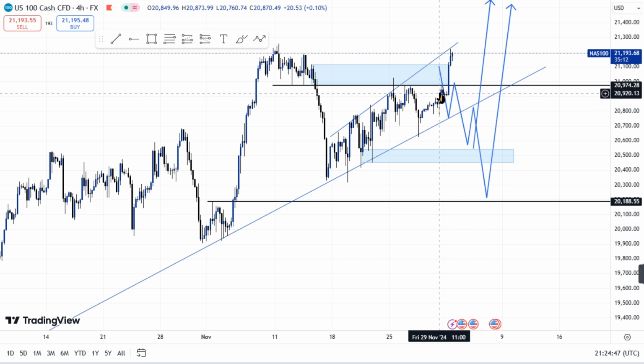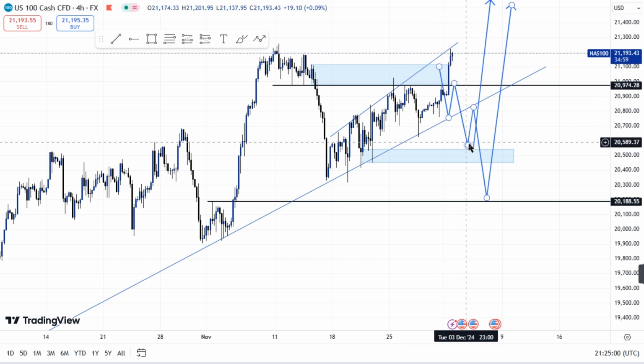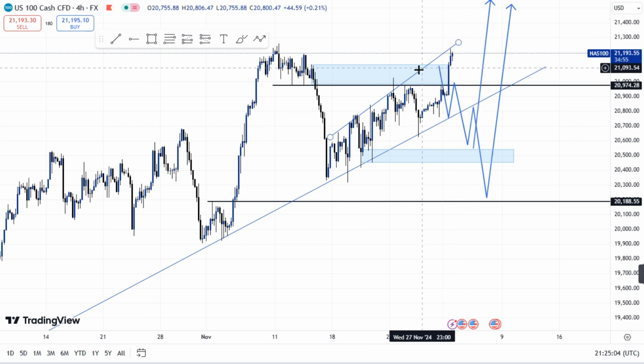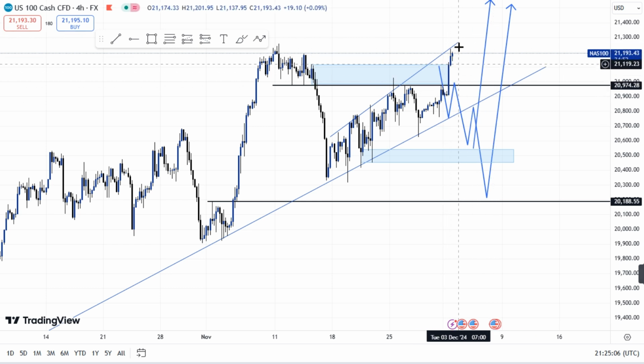So what I was anticipating over here was that the market will continue going up a little bit. In fact, I wasn't wrong completely, because I was anticipating that the market will pull back to this over here, right? But I'm not sure if it will continue going down. I think Nasdaq just wants to go up. Right? So let's see how this plays out throughout the week.